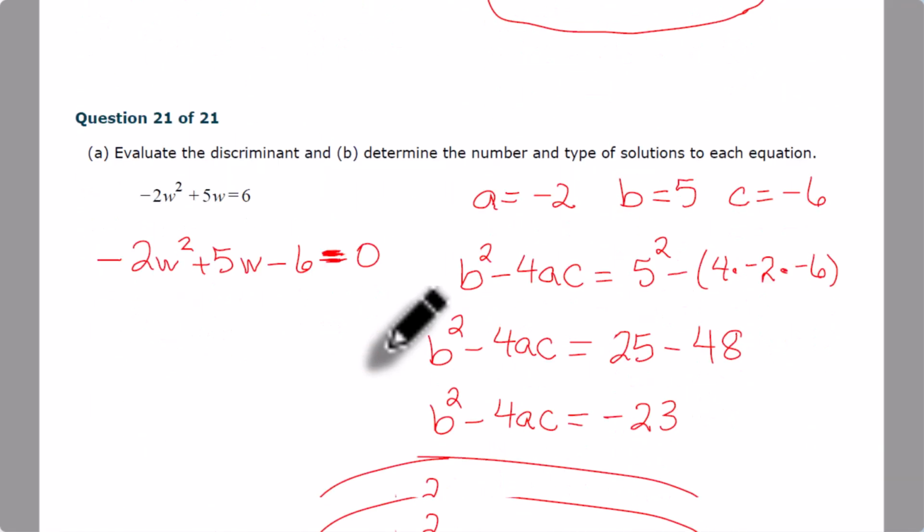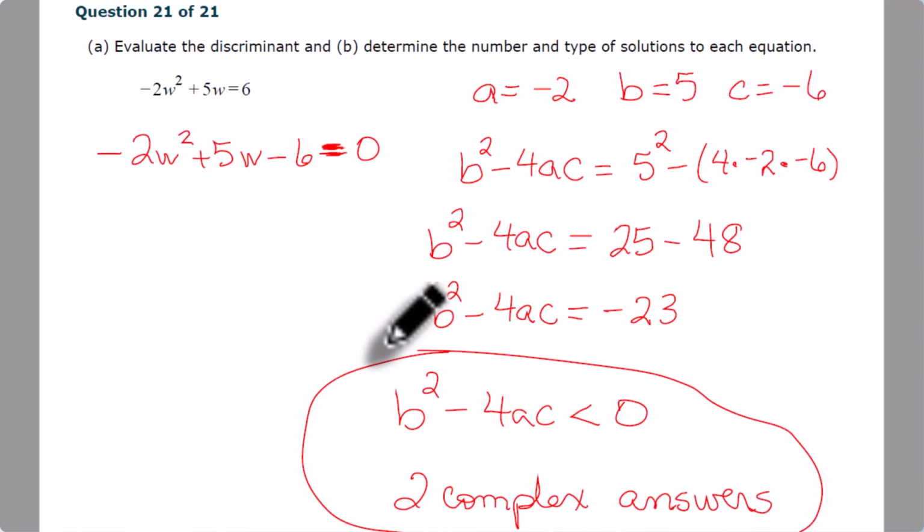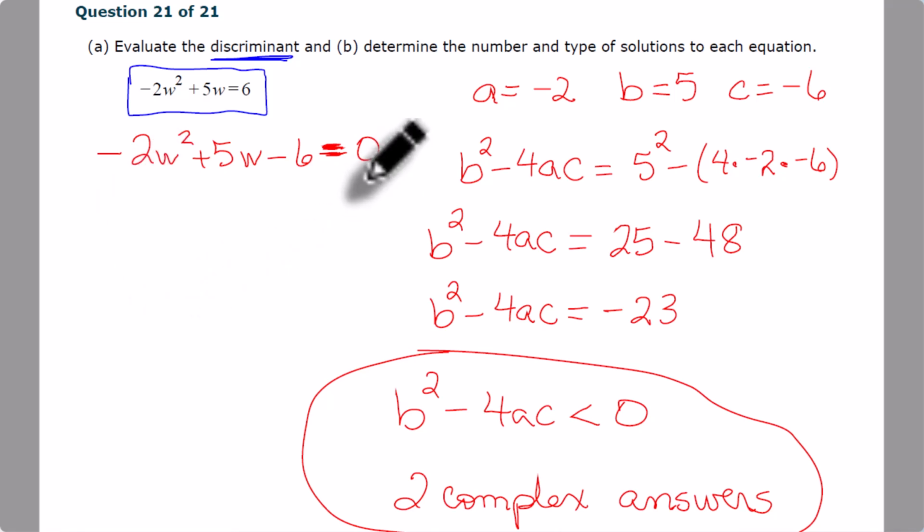All right, and the last one here, let's see. Again, looking for the discriminant. Now again, be careful, don't just run in. Looking at this thing, it's not equal to 0. So you really can't read off A, B, and C. So I'm going to move this 6, and I get a 0. And I see A is minus 2, B is 5, and C is minus 6.